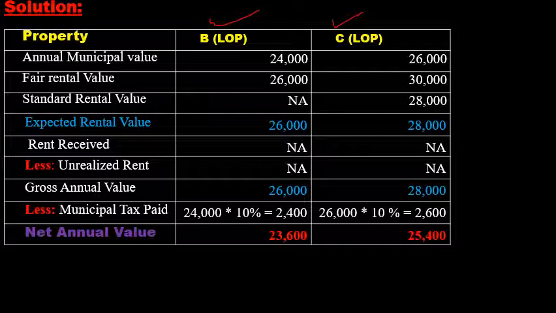So first we have to calculate expected rental value, which we have calculated already in the working note. So municipal value, fair rent and standard rent. The expected rental value of property B is 26,000, whereas expected rental value for property C is 28,000. Next is the rent received or rent receivable, for the let out period. See, practically both property B and property C are not used for let out purpose. The assessee did not receive any rent throughout the year.